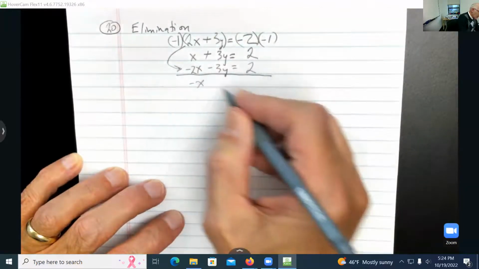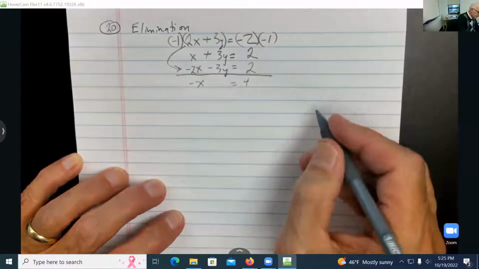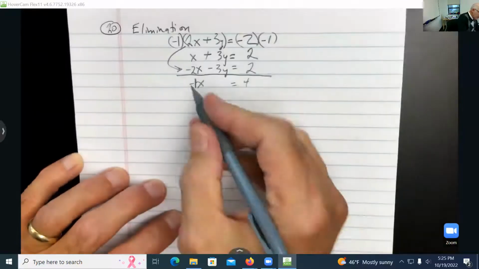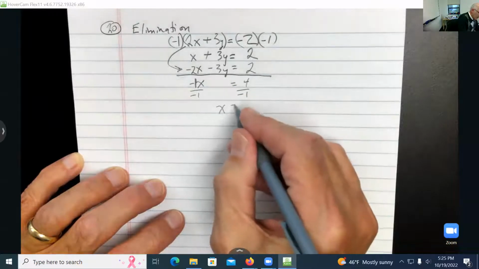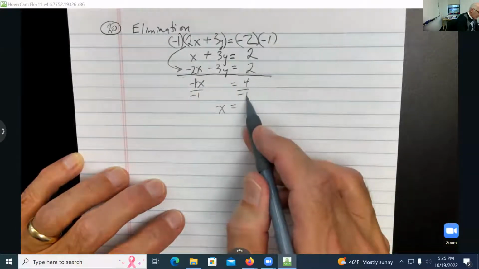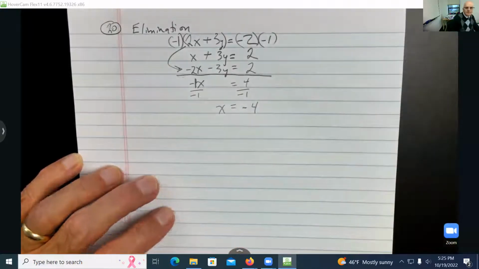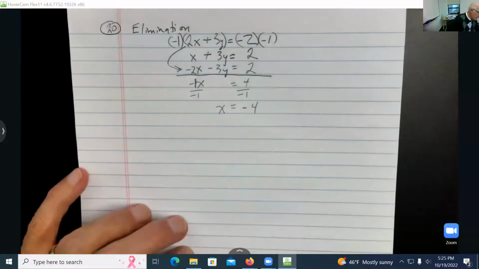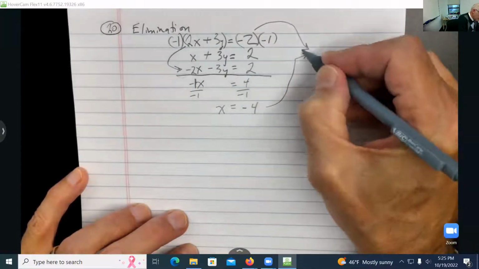I draw a line and now I'm adding the equations straight down. This gives me -1x plus 0 equals 4. Maybe I'll put -1 there for emphasis. Now I just need to divide by -1. I could multiply by -1, I get the same answer. 4 divided by -1, a positive divided by a negative, is -4. Now I'm going to proceed as I did on the last example, substituting in to find the other variable.